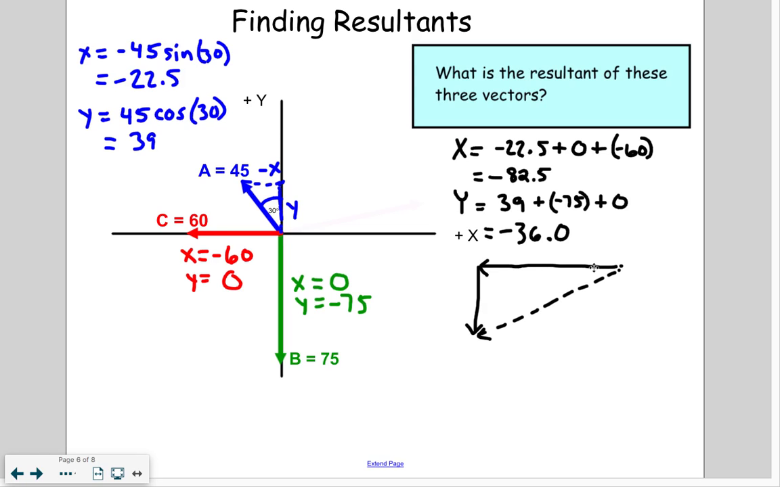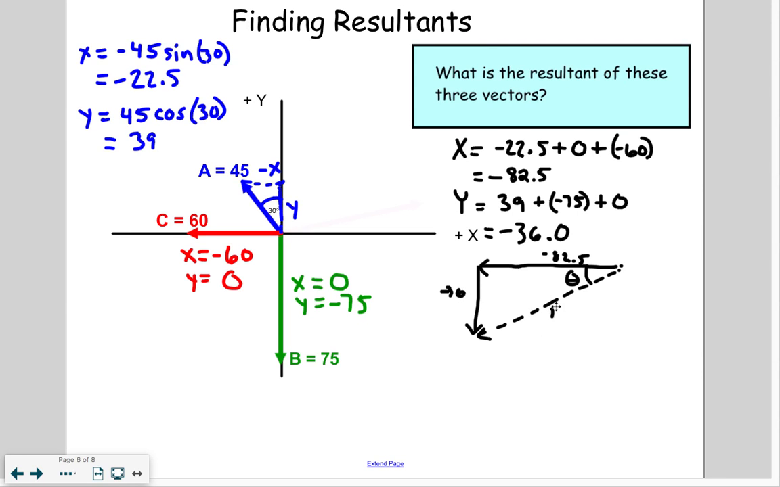Okay, which means, is my angle going to be here, or is my angle going to be here? Remember, if we're going on a treasure hunt, where do you want your angle to be? Always at the beginning. So we're going to make my angle right here. So that's going to be my theta. And this would technically be my 82.5. And this is going to be my negative 36.